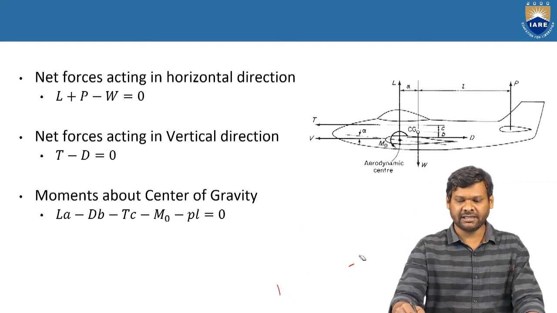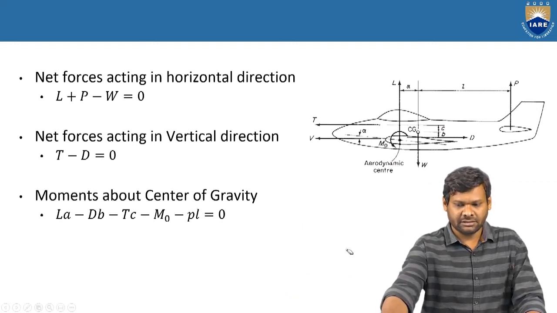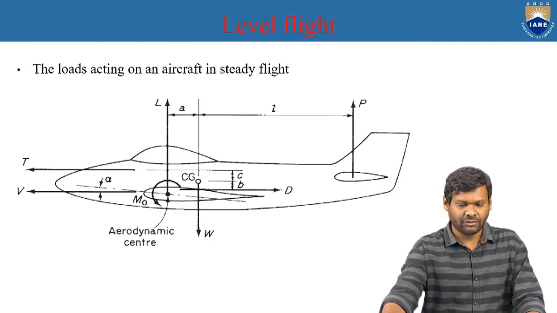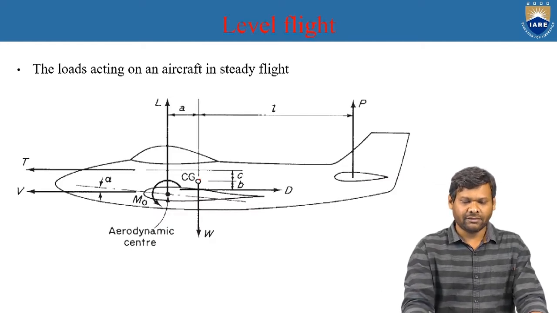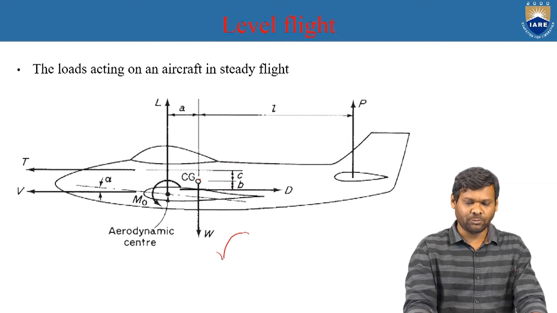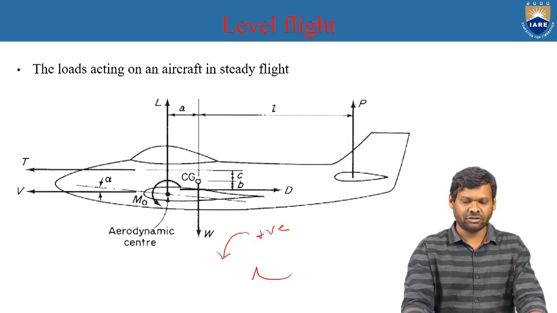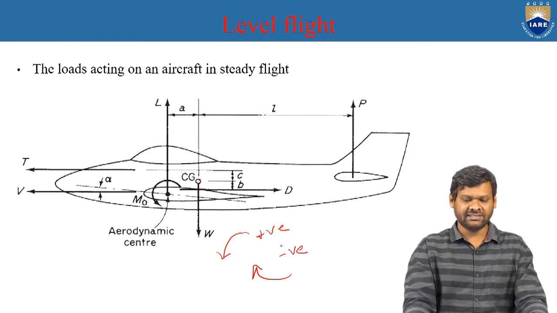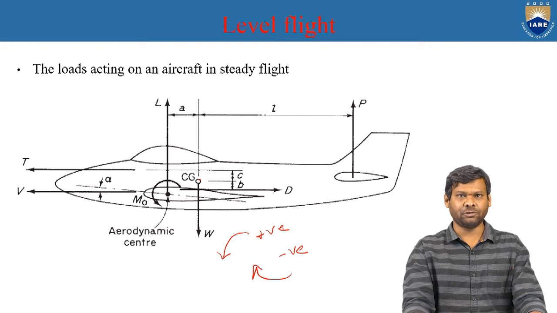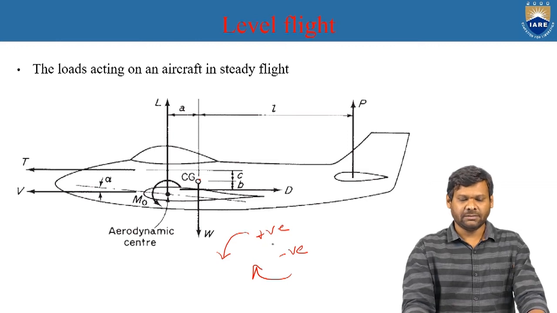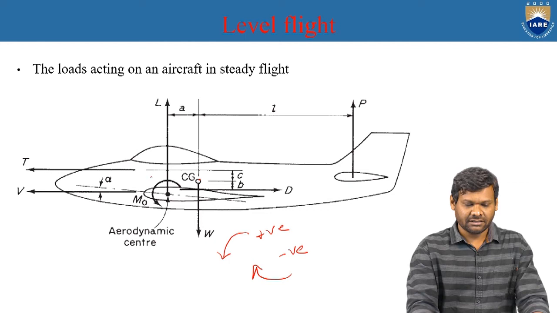Let us clearly go into the free body diagram of flight. Okay, now nose down position is taken as positive and nose up position is taken as negative. And this is not a compulsory or thumb rule. We can also alter it. We can take nose down as negative and nose up as positive. But I'm taking this configuration. And you can see that.